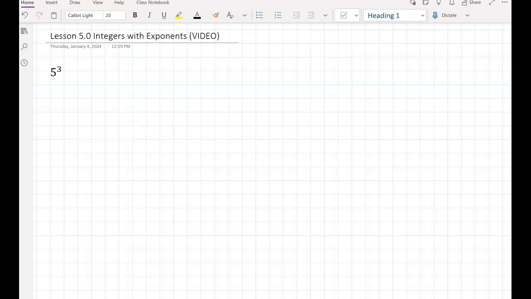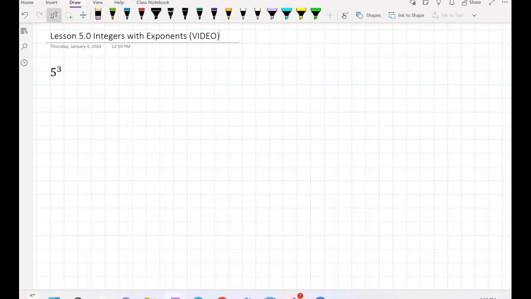Okay? So what you see here is 5 with a little 3 up there. And so, first of all, that little 3, when we're talking about exponents, that little 3 is the exponent. Okay? And then the 5 has a name, and that's called the base.